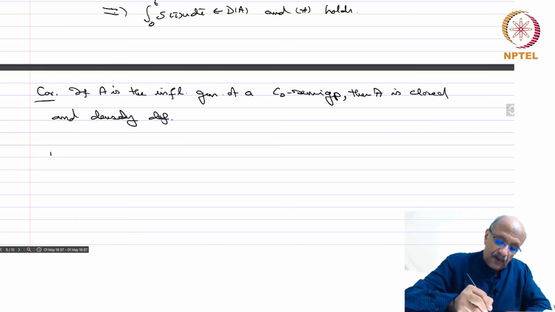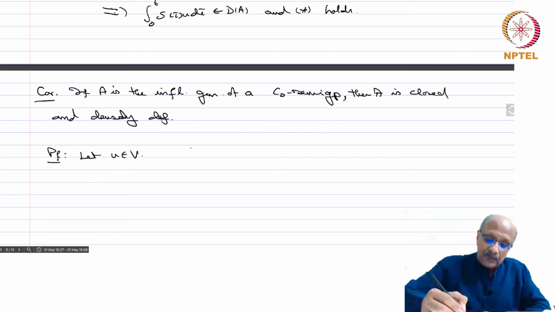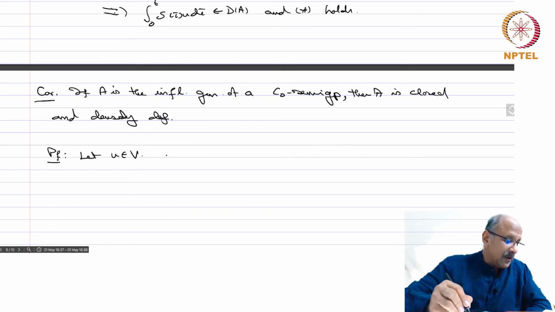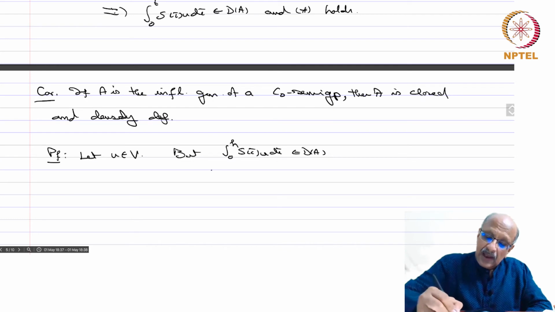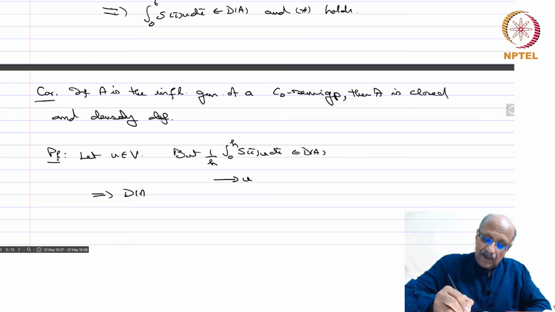Okay, so proof. So, let u belong to V. We want to show that D(A) is dense. That means we can approximate u by means of elements of D(A). But then we just saw that the integral from 0 to h of S(τ)u dτ belongs to D(A), and therefore 1 by h of this also belongs to D(A), okay, and then this converges to u, and therefore this implies D(A) is dense.